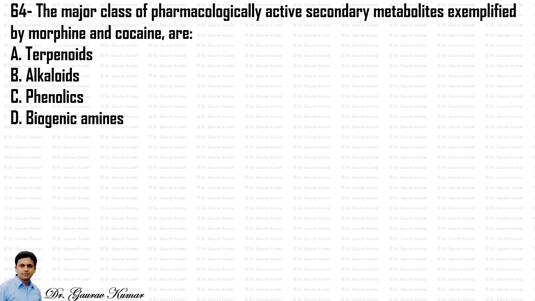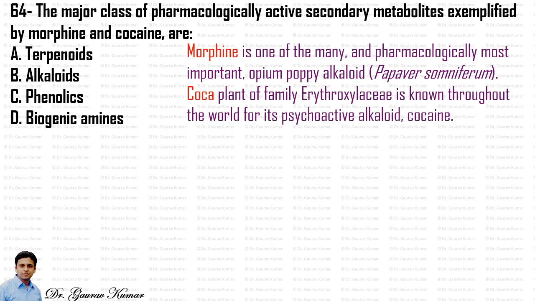Next question, the major class of pharmacologically active secondary metabolite exemplified by morphine and codeine are? Morphine is one of the many and pharmacologically most important opium poppy alkaloids, obtained from Papaver somniferum, and the coca plant of family Erythroxylaceae is known throughout the world for its psychoactive alkaloid cocaine. So morphine and cocaine are B, that is alkaloids.